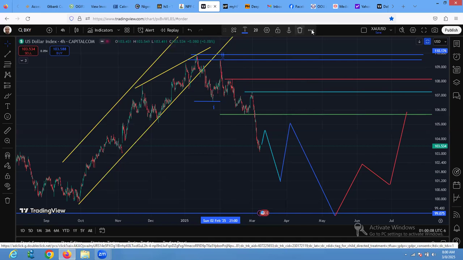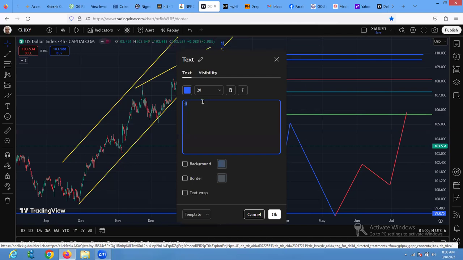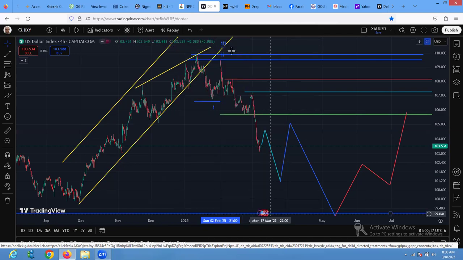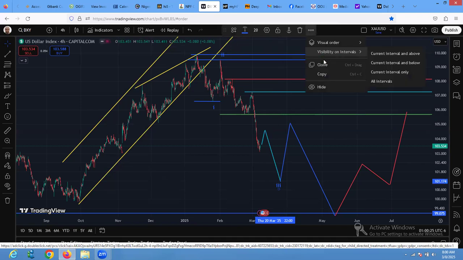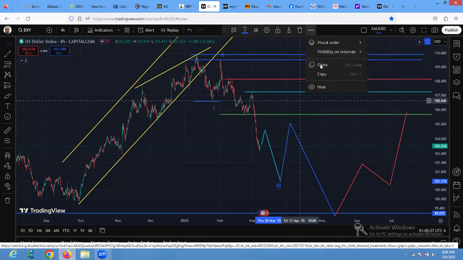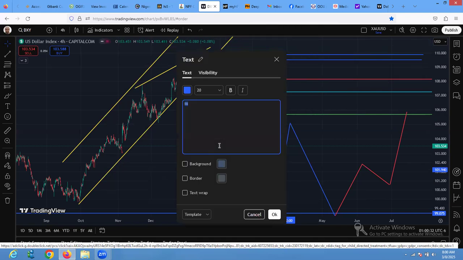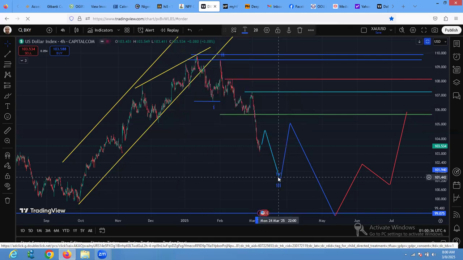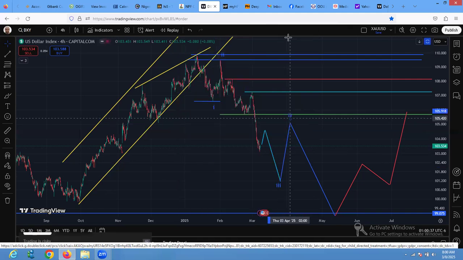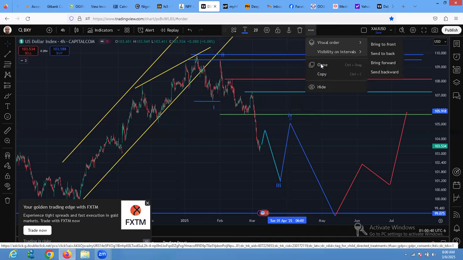And a 3 in the blue. Fourth wave in the blue. The fifth wave in the blue.